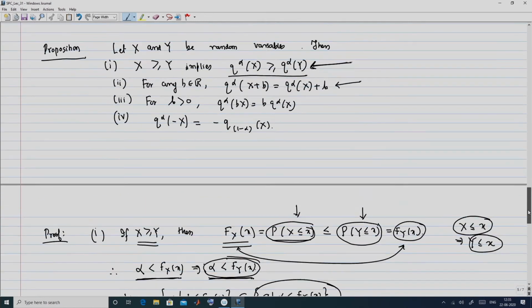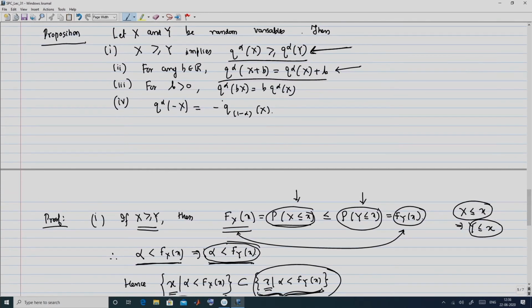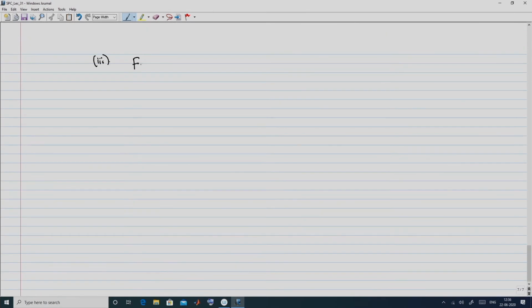So, let us now come to the third result, which is the upper quantile of bX where b is positive. Again we consider the distribution function or CDF, F of bX of x. This by definition is the probability of bX less than or equal to x, and this is nothing but the probability of X being less than or equal to little x over b, and this by definition is going to be F_X(x over b), that is the CDF of X at x over b.